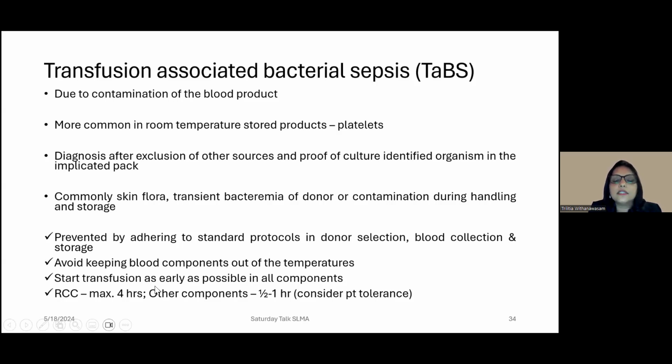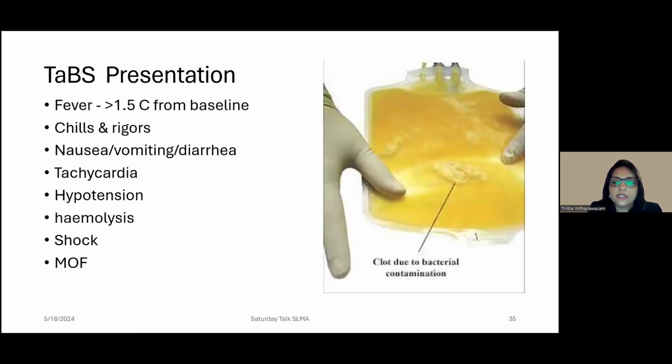So always start the transfusion as early as possible, and you have to adhere to the maximum transfusion durations. Red cells can be given for a maximum of 4 hours only. If there are remaining red cells after 4 hours, you have to remove the pack. For other components, the normal recommendation is half an hour to 1 hour, but always think whether that dose can be accommodated by the patient's system. So the patient's tolerance should be assessed, and you decide on the volume and the rate. Otherwise you can divide the dose and give it.